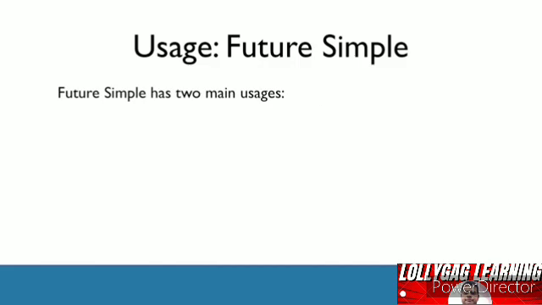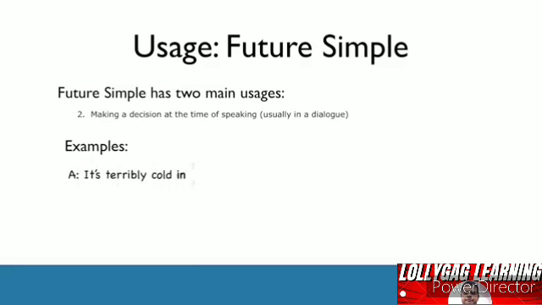The second usage of the future simple tense is when you make a decision at the time of speaking. This usually happens in a dialogue. Someone says something or asks you to do something, and you react. And when you react, you use the future simple. Let's look at examples.